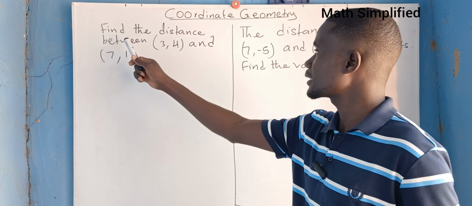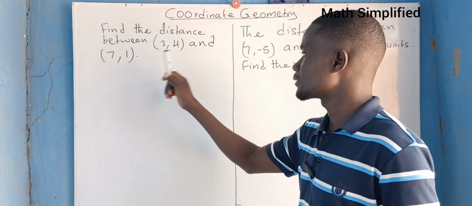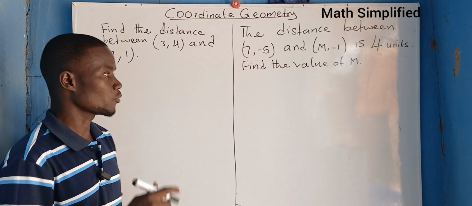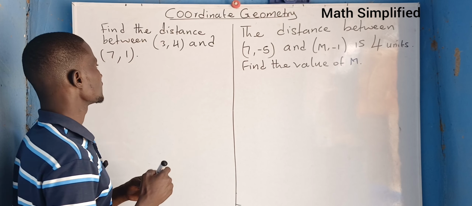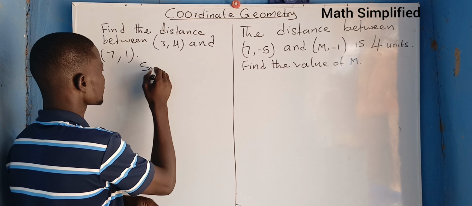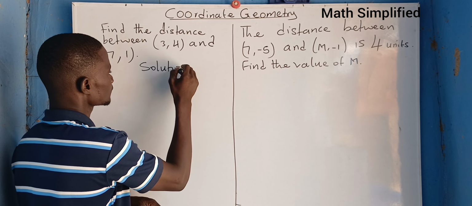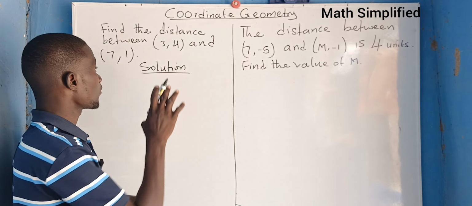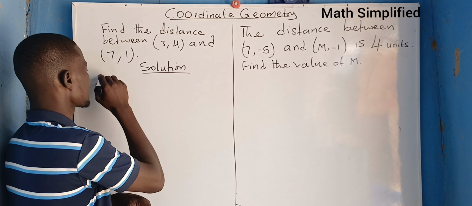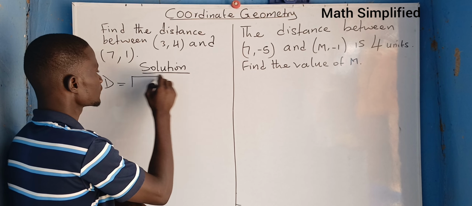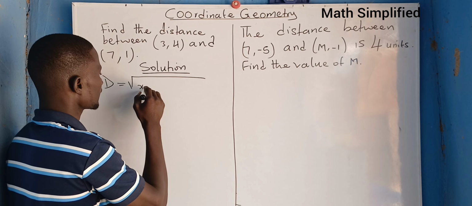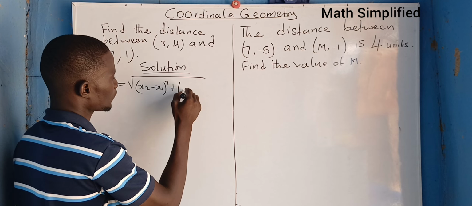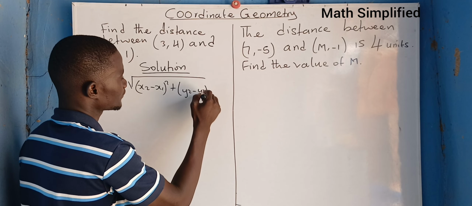Here we are asked to find the distance between this point and this point. How do we solve it? Let's solve it together on the board. So simply we say solution. The formula for finding distance of two points is what? Distance, which is d, equals the square root of x2 minus x1 squared plus y2 minus y1 squared.